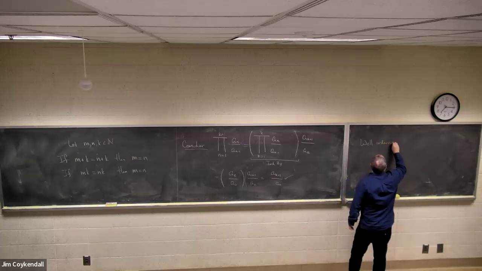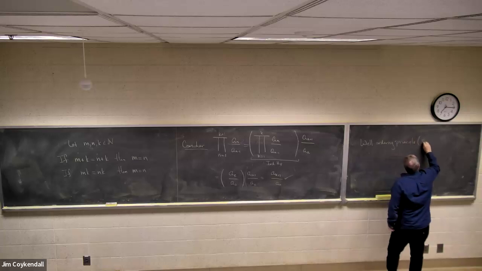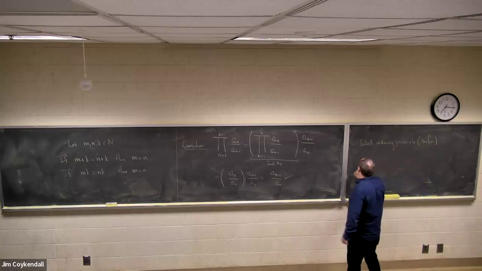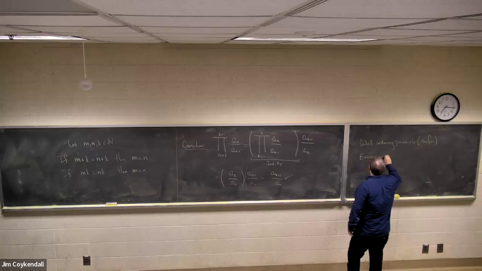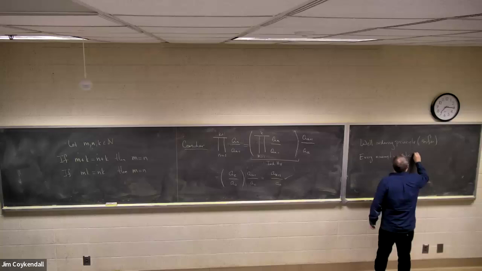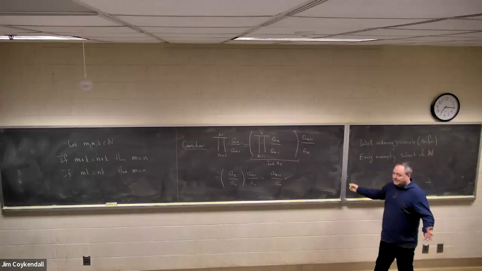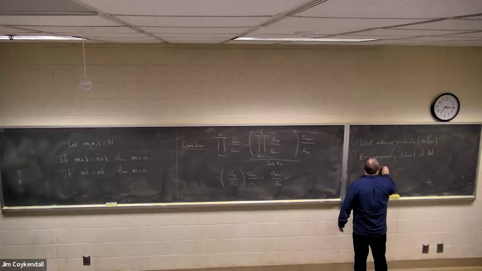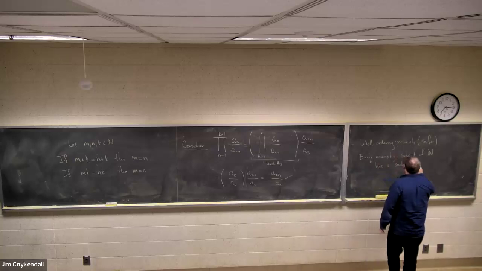This is what we know so far. And I bet you can finish this. Every non-empty subset of natural numbers has a smallest element. This is called the well-ordered property of natural numbers.